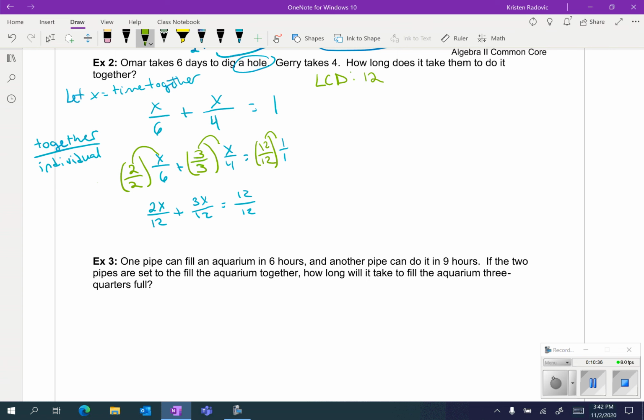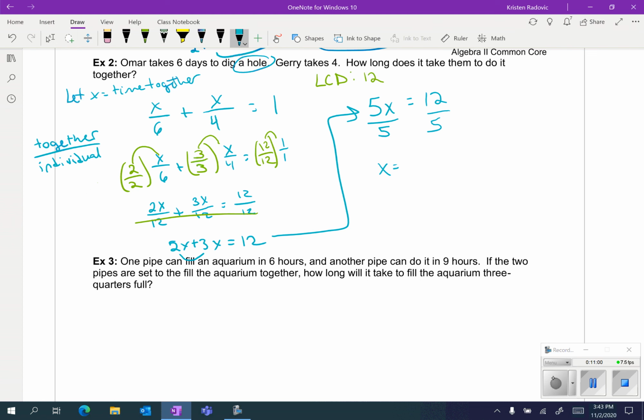Now that we have the same denominators, you can cross them out, and you're going to be left with 2x plus 3x is equal to 12. And in order to solve that, you can combine your like terms. 2 plus 3 is going to be 5x. And we should be getting that x is equal to 12 over 5, which you can leave, or that is 2.4 days to dig a hole together.